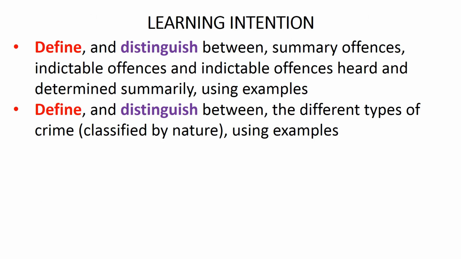Well, that brings us to the end of this video. Having listened to the second part of this video, you should now be able to do 2 things. The first thing is that you should be able to define and distinguish between summary offences, indictable offences, and indictable offences heard and determined summarily using examples. The second thing is that you should be able to define and distinguish between the different types of crimes classified by nature, again, using examples.